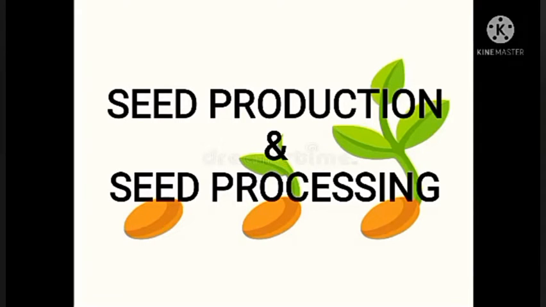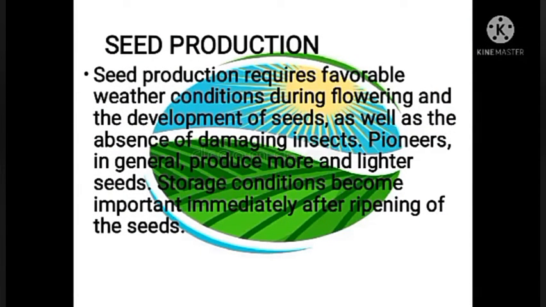My topic is all about seed production and seed processing. First, seed production. Seed production requires favorable weather conditions during flowering and the development of seeds, as well as the absence of damaging insects. Pioneers in general produce more and lighter seeds. Storage conditions become important immediately after ripening of the seeds.